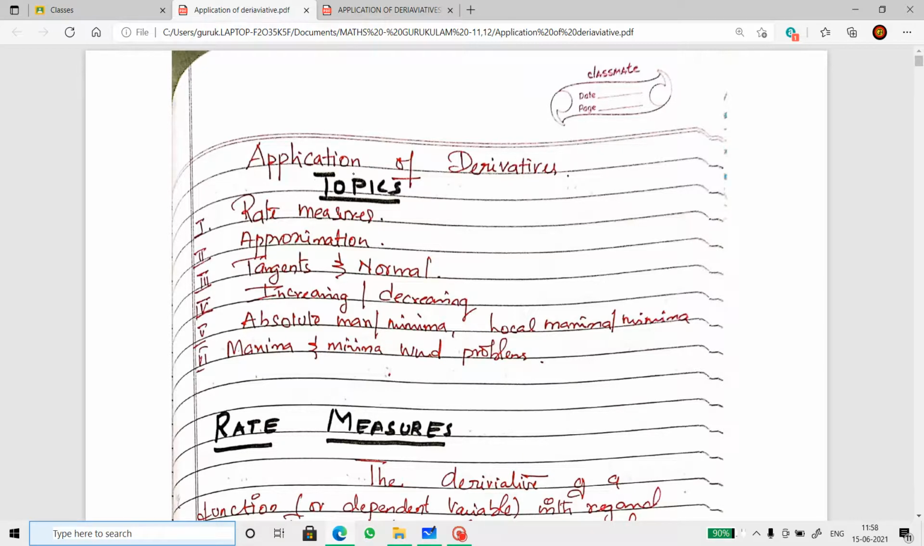Now, application of derivatives, the subtopics that we cover here are rate measures, approximation, tangents and normals, increasing, decreasing, absolute maxima and minima, local maxima and minima, word problems or application-oriented questions. So these are the topics that we cover here. First, we start with rate measures.